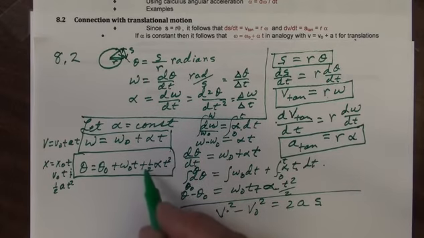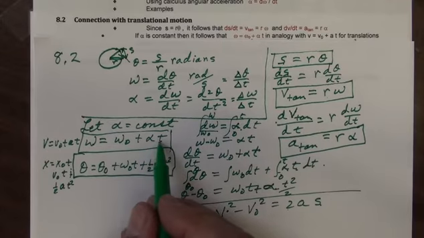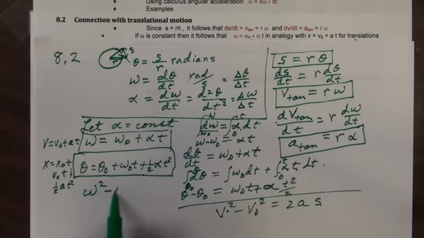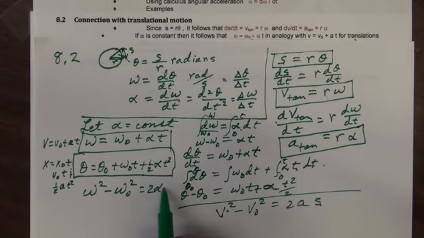Well, the exact same math obtains here. And we can therefore eliminate this, solve this for t, substitute it in here and simplify it. And what we'll get is omega squared minus omega naught squared is equal to twice the alpha, not a, but alpha, times distance, and that would be your theta.